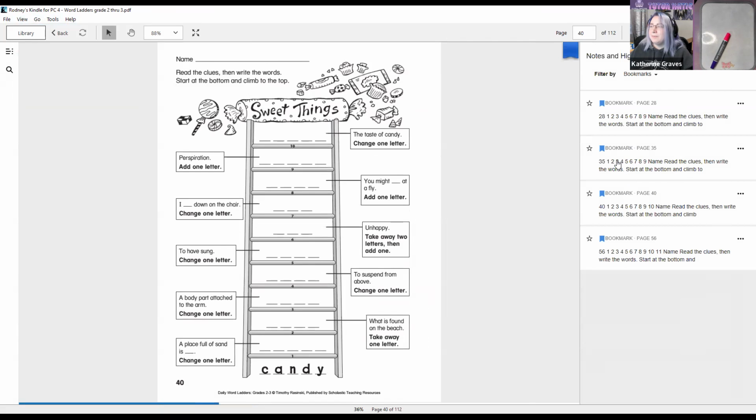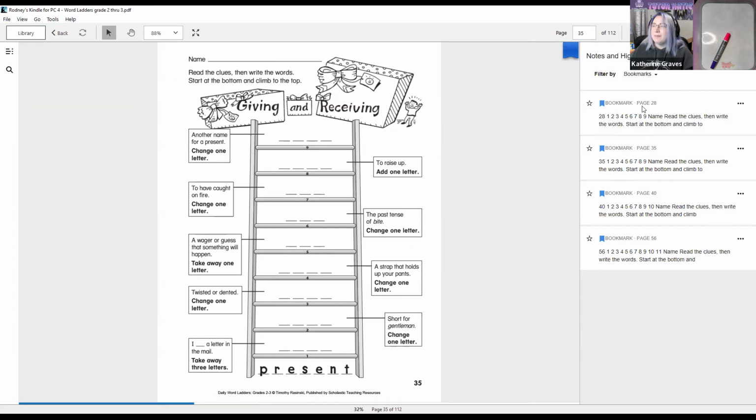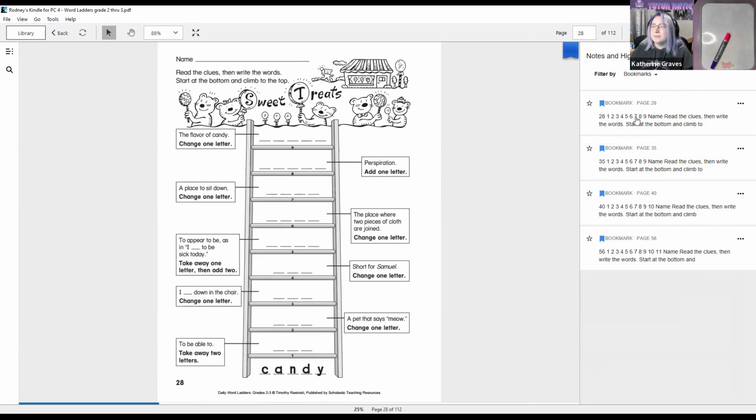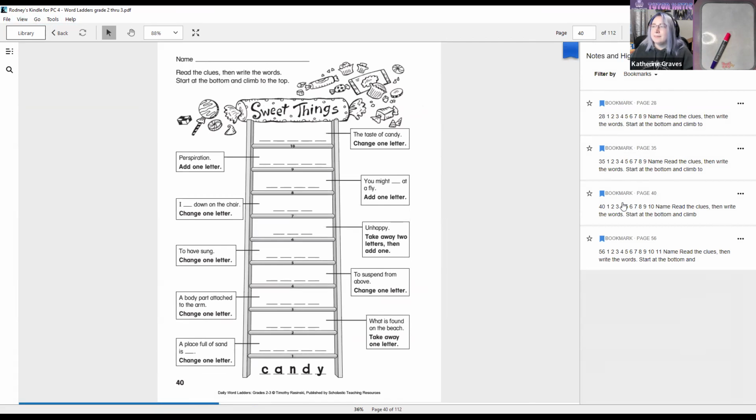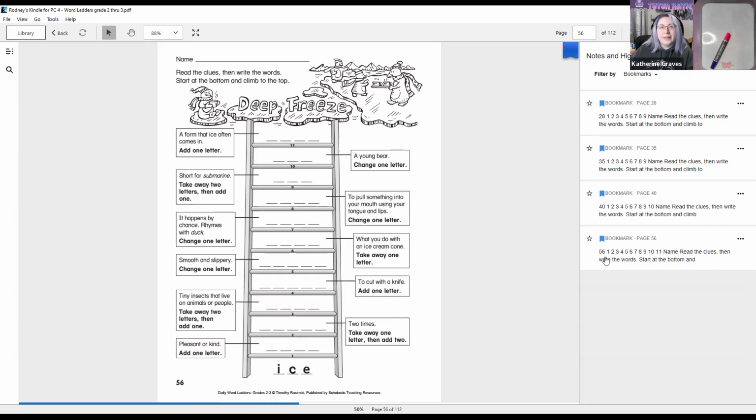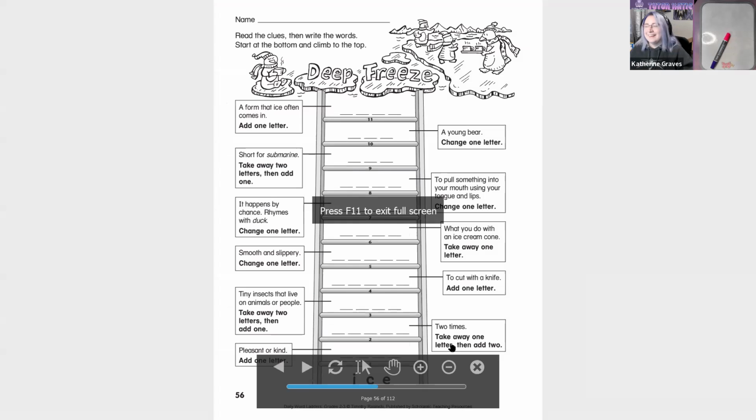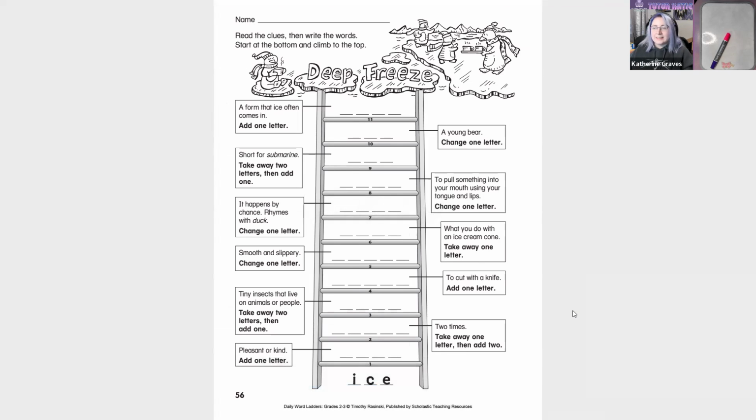We did giving and receiving already. Do you want to do sweet treats, sweet things, or deep freeze? Deep freeze. All right, let's do it. Okay, we start with the word ice. Pleasant or kind. Add one letter. Nice. Cool.